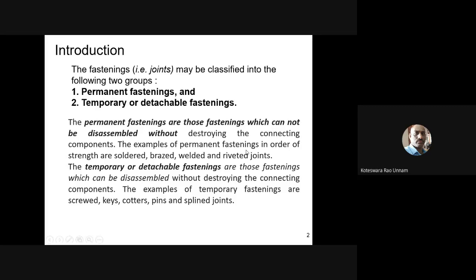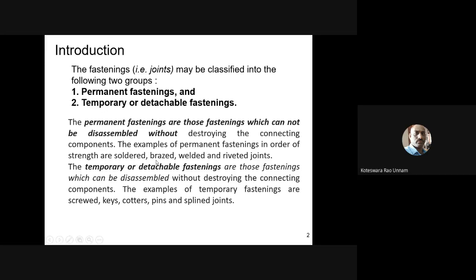The examples of permanent fastenings are listed here in order of strength. Order of strength means the strength is in ascending order, so the strength increases as you go in this direction. That means a soldered joint has less strength when compared to brazed joints. Similarly, welded joints and riveted joints, something like that. All this comes under permanent fastenings.